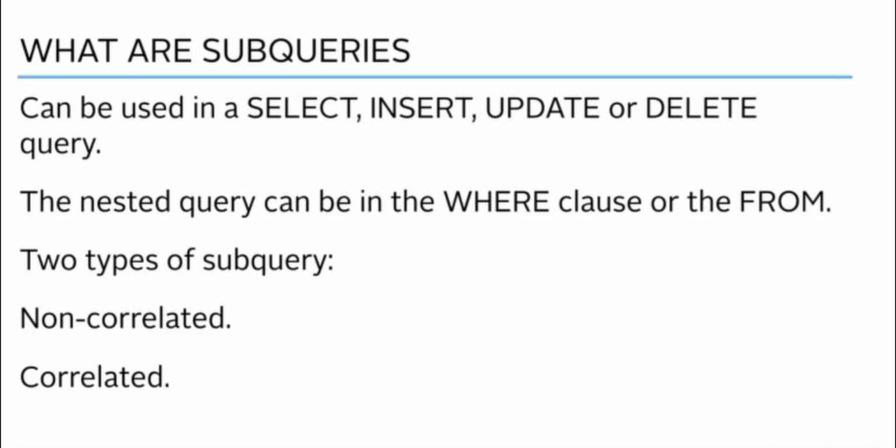The nested query or inner query can be in the where clause of a select statement, or it can come after the from in a select statement. And there are two types of subquery: non-correlated subqueries and correlated subqueries.